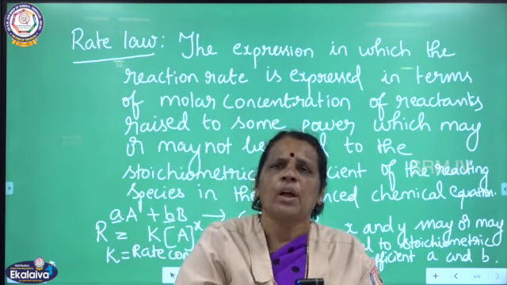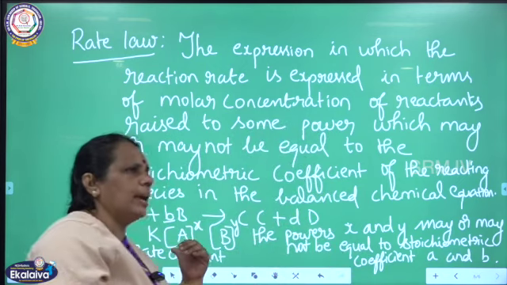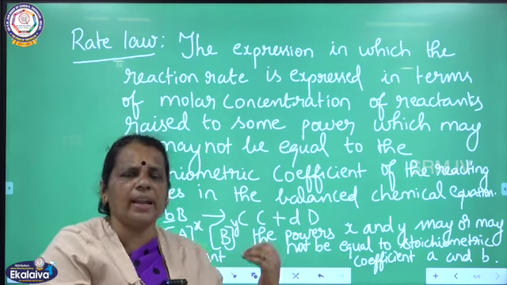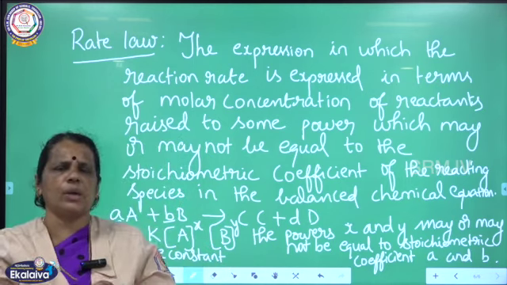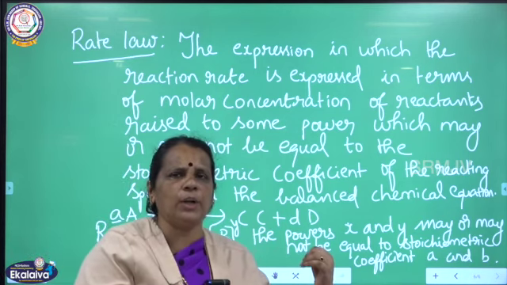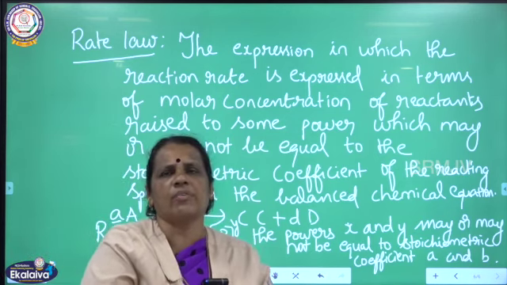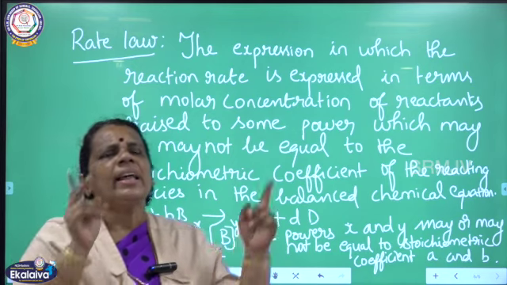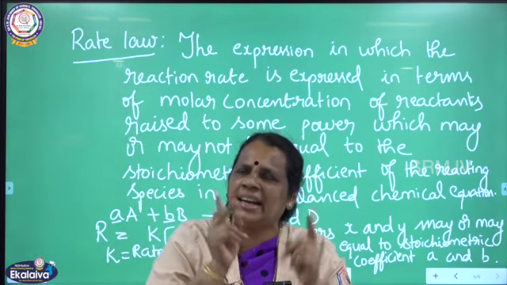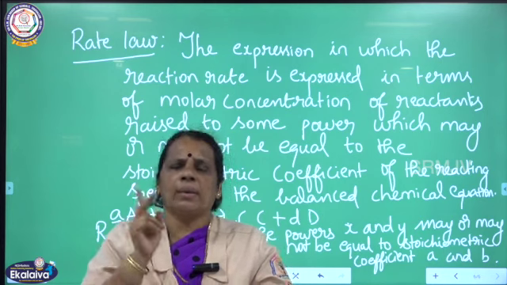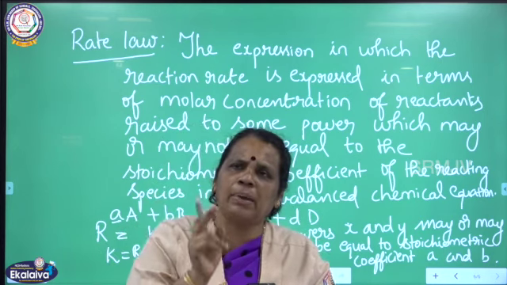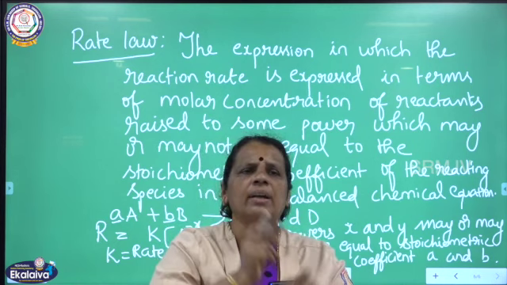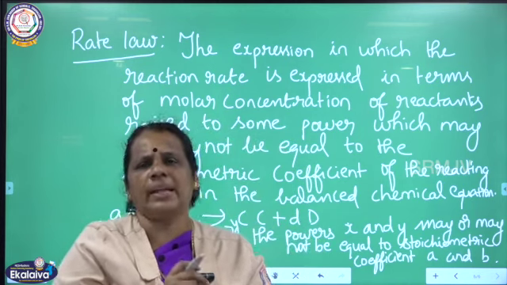So it may or may not be equal to the stoichiometric coefficients of the reacting species in the balanced equation. To indicate, I have given an expression a moles of A plus b moles of B gives c moles of C plus d moles of D. So here if you want to write the rate law for this equation, R is equal to K into molar concentration of A whole power X and molar concentration of B whole power Y, where the powers X and Y here indicate the concentration of the reacting species A and B, which may or may not be equal to the stoichiometric coefficients which are indicated by small a and small b.